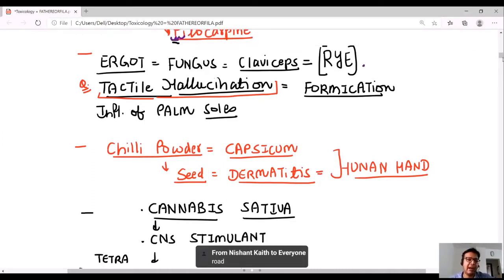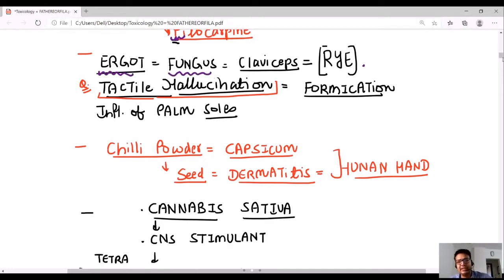Now sir, ergot plant. Sir, ergot is prepared from a fungus. This fungus is a claviceps fungus. It's prepared from the rye plant. Dr. Saab, ergot poisoning causes tactile hallucination. What is tactile hallucination? You will see insects creeping on your skin. This is known as tactile hallucination, also known as formication. And in ergot poisoning, there is inflammation of palm and sole.